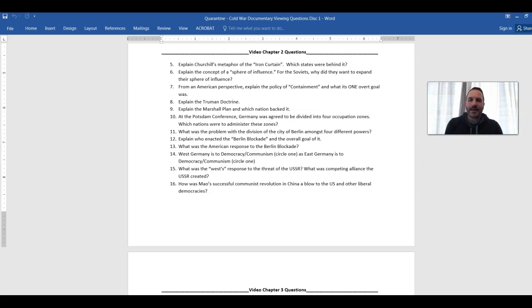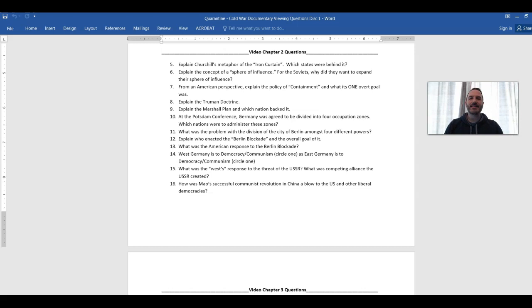Now, we see a twofold approach with this idea of containment. And in number 8, it asks about the Truman Doctrine. So American President Harry S. Truman basically says that we will support any nation turning its back on communism. And as a matter of fact, we will support any nation in its hour of need after World War II to ensure that you don't turn communist.